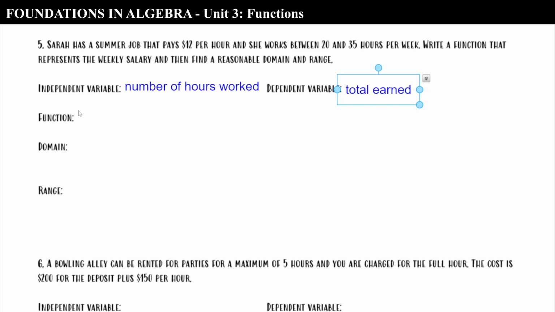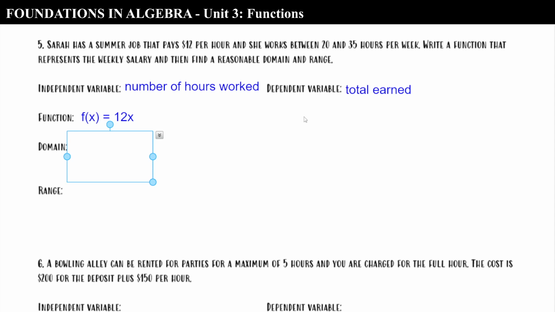Okay? So let's write our function for this. The amount that she earns depends on the number of hours she works. For each hour, she gets paid $12 times the number of hours worked gives us the total earned. So if she works 1 hour, she would get $12. If she works 2 hours, she would get $24. But our domain is specified for us. She works between 20 and 35 hours.